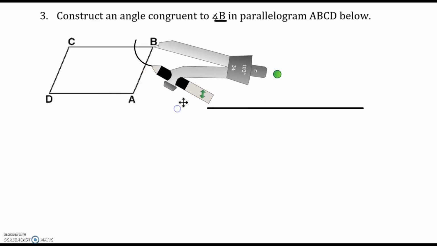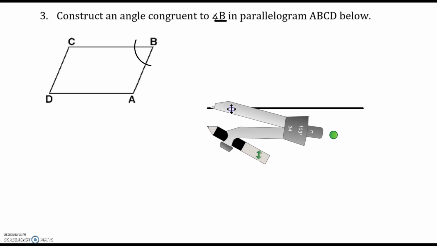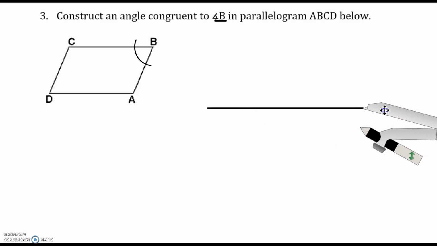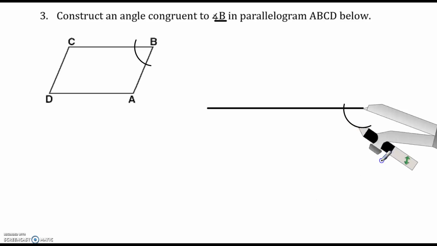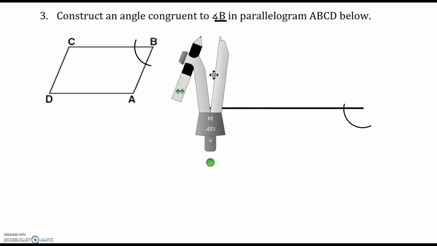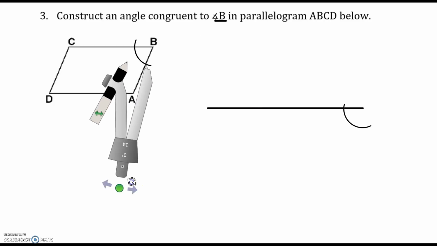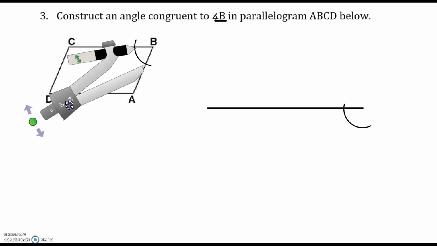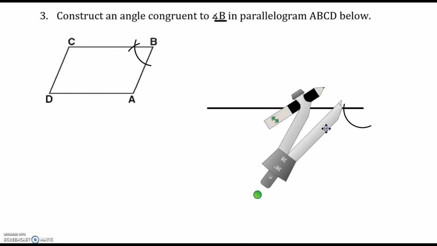Okay, and then when we go over to our new place to put it, it doesn't matter if you start on the right, the left, or if you swing up or down. Just make sure that you realize we're making an acute angle. Okay, and then just like before, we're going to figure out how wide open that is by measuring between the two intersection points that that arc made. Swing the arc to show you made that measurement, and then repeat it down here.